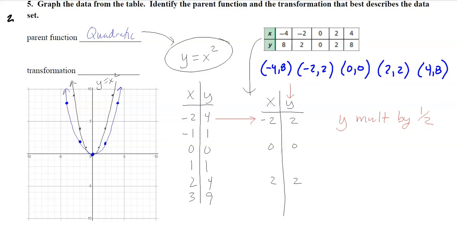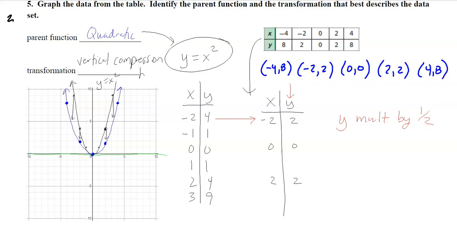When y's get multiplied by half, that's a compression. That means the y's shrank. This was an original y. The new y is now half the distance to the x-axis. So I'm visualizing this x-axis here, and the points all came down in this direction. That point went down. This point went down. This point went down. This point went down. So this would be vertical compression.